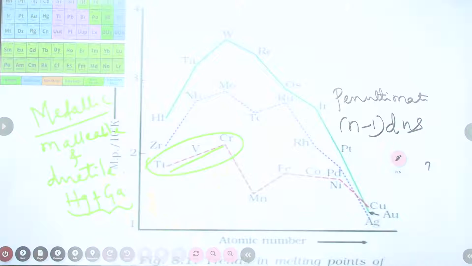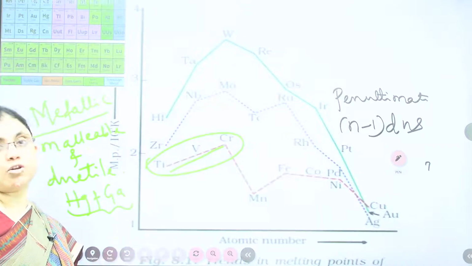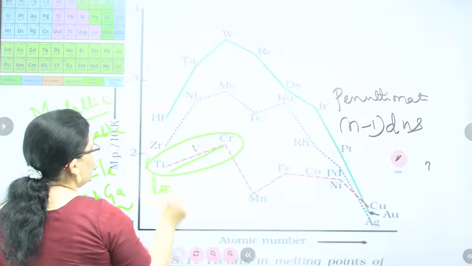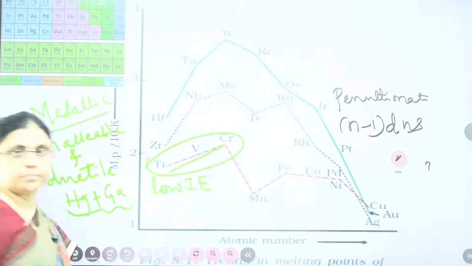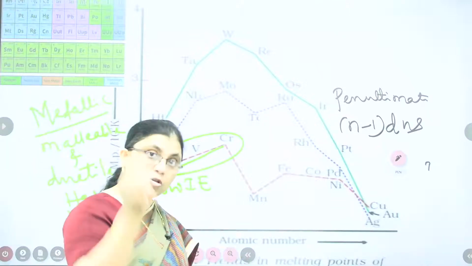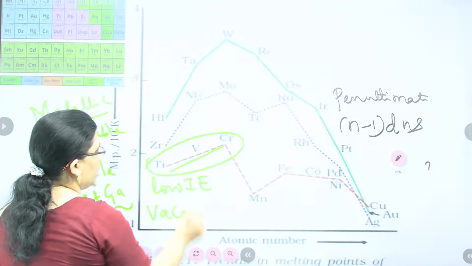This increase in the melting point can be explained on the basis of relatively low ionization enthalpy. When there is an increase in the melting point, it corresponds to low ionization enthalpy. Because of the low ionization enthalpy, the melting points increase. One more thing we can say is that vacant d orbitals also decide the metallic character.